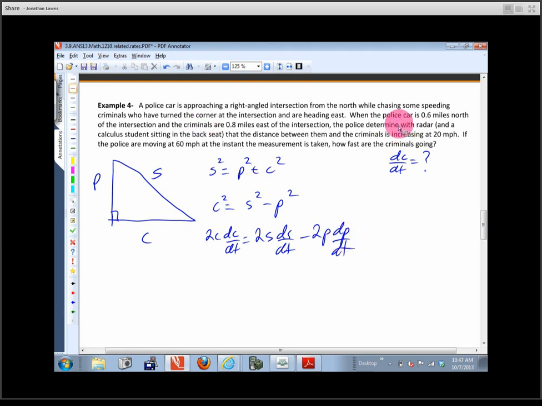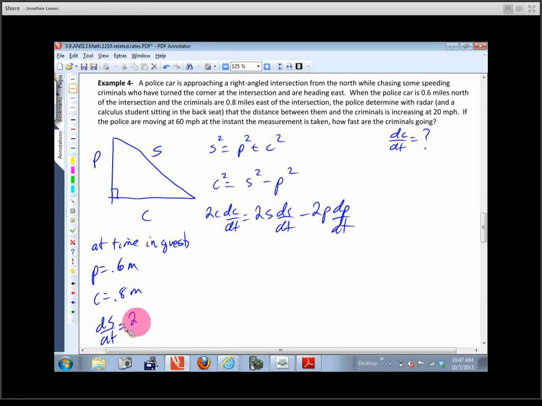Okay, let's read this problem. At the time in question, the police car is 0.6 miles north. So at the time in question, P is 0.6. The criminal's C is 0.8. And police have determined that the straight line distance, dS/dt, equals 20. The police are moving at 60 miles per hour. dP/dt is equal to 60.